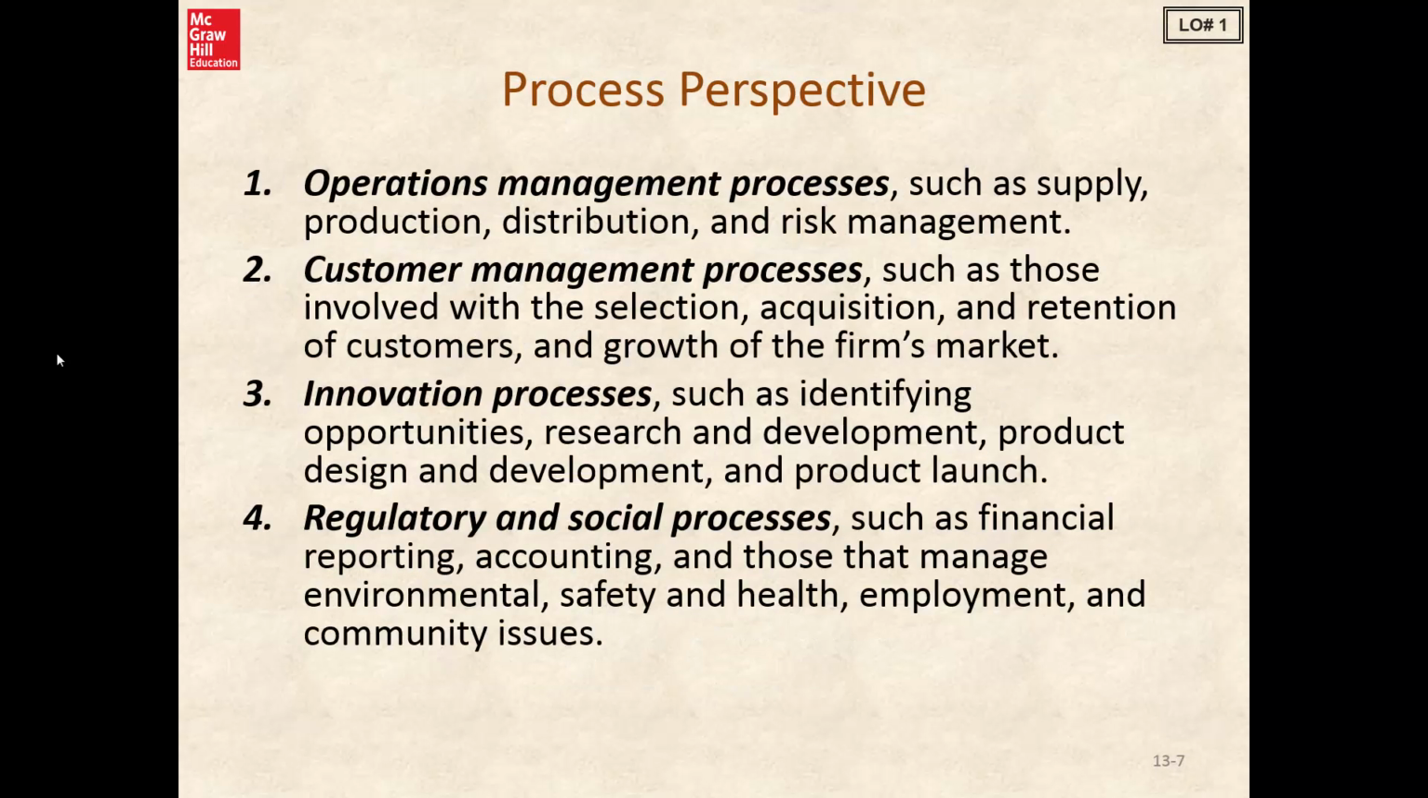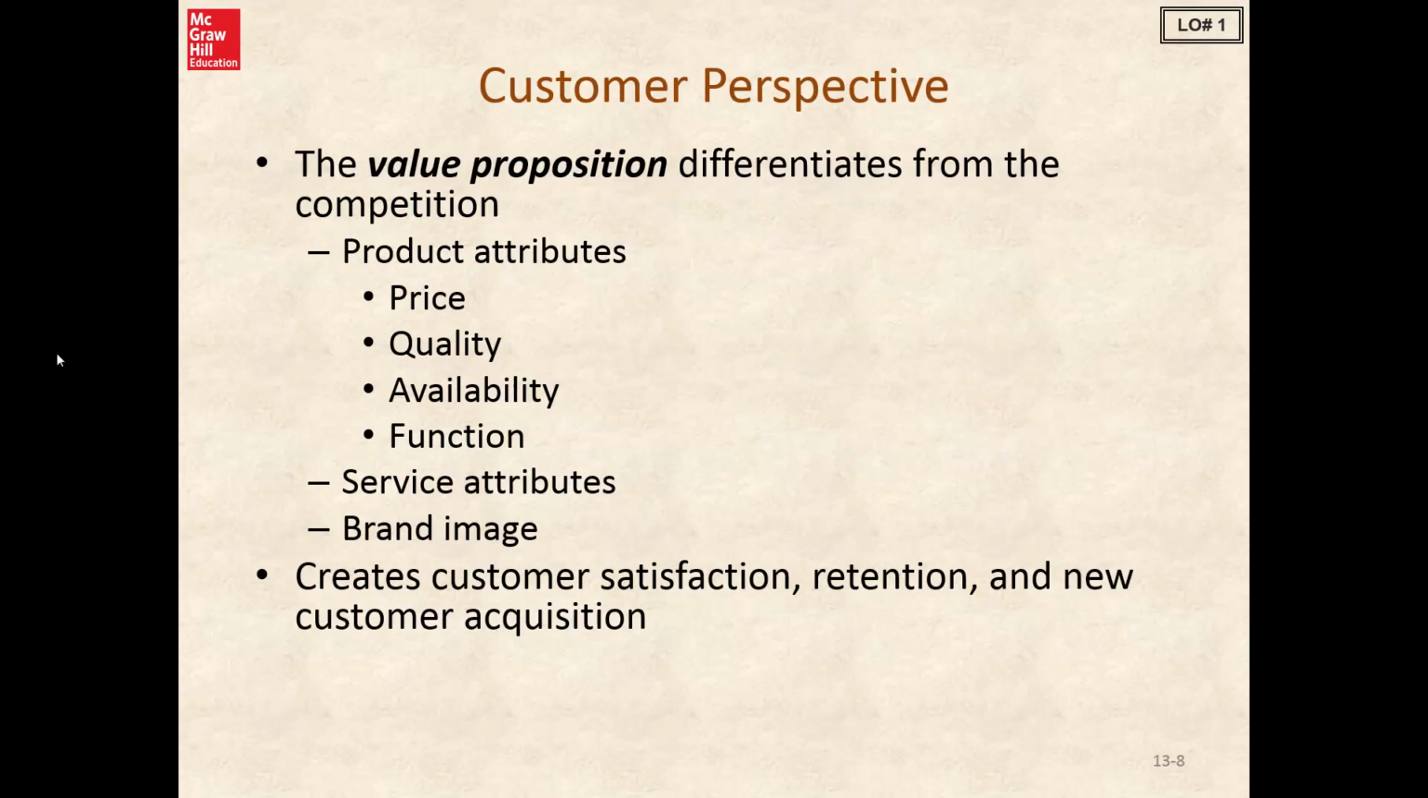The process perspective has 4 points. Operations management processes such as supply, production, distribution, and risk management. Customer management processes such as those involved with the selection, acquisition, and retention of customers and growth of the firm's market. Innovation processes such as identifying opportunities, research and development, product design and development, and product launch. And regulatory and social processes such as financial reporting, accounting, and those that manage environmental, safety, and health, employment, and community issues.